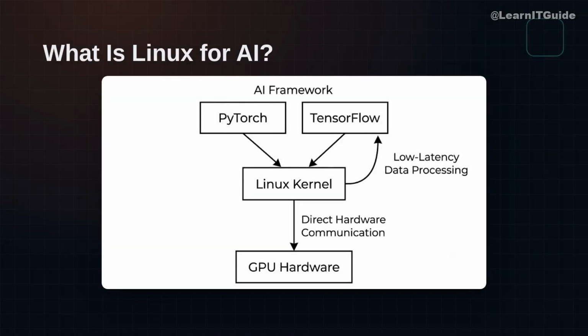Now, what is Linux in the context of AI and machine learning? It is the foundation for almost every major framework like PyTorch or TensorFlow. Linux provides the kernel-level control required for high-speed data processing and direct communication with hardware, like NVIDIA GPUs. Think of it like the engine room of a massive cargo ship. You do not see it while you're relaxing on the deck, but without that engine room functioning perfectly, the ship is not going anywhere. Understanding Linux means you are the engineer capable of fixing that engine.